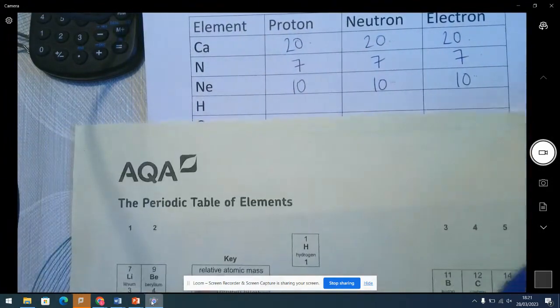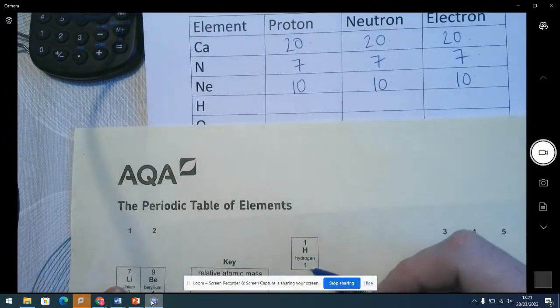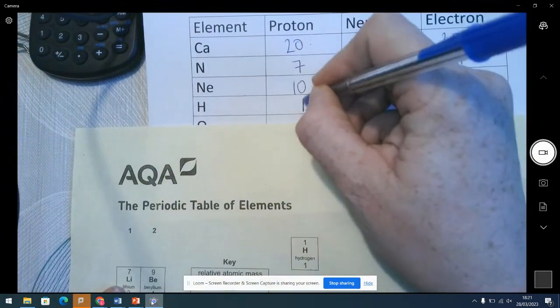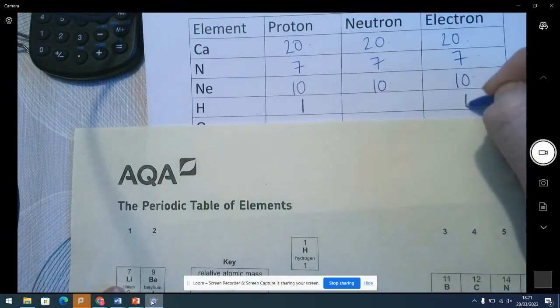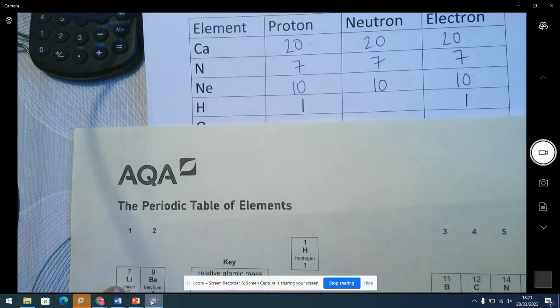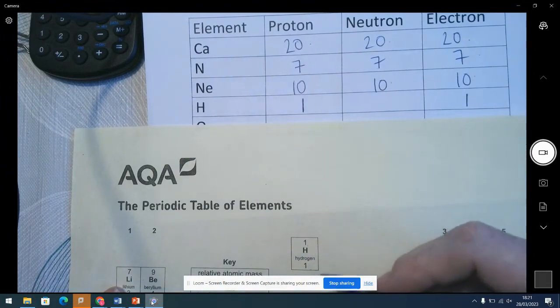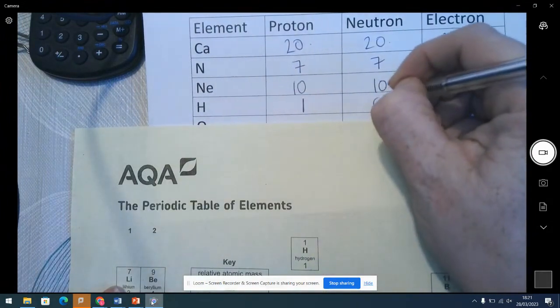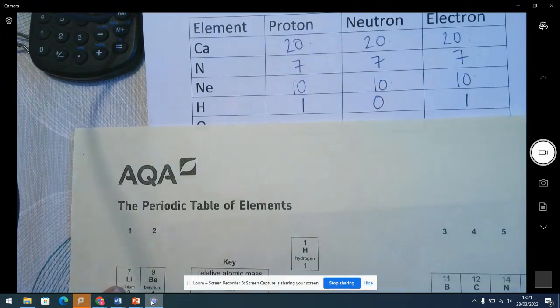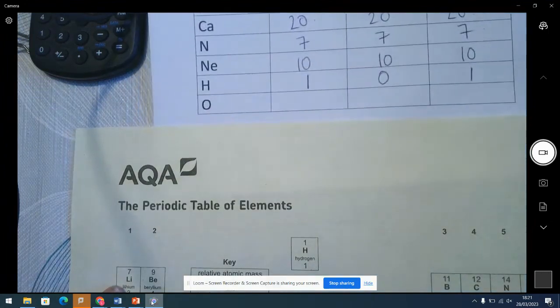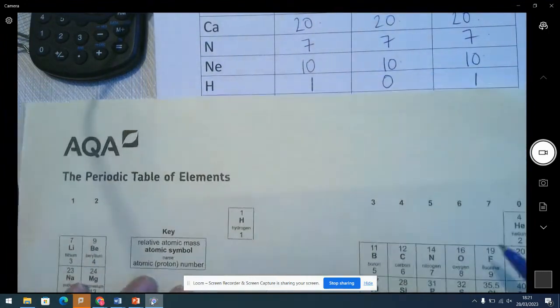Hydrogen's a bit of a tricky one. So here's hydrogen. So I can see that hydrogen has got 1 proton, which means it has also got 1 electron. And the difference between 1 and 1 is 0. So it doesn't actually have any neutrons. So that sometimes comes up, so it's a little bit trickier.